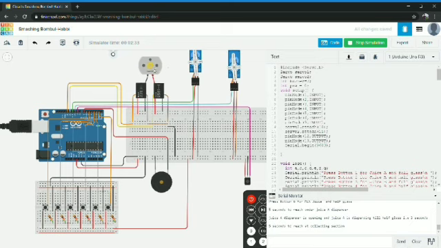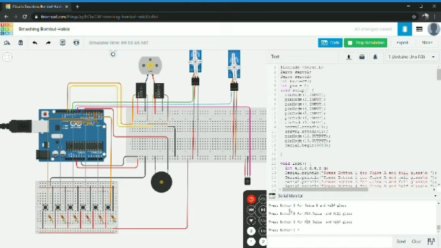Now again the DC motor will rotate in the opposite direction to take the glass back to the collection area, and here is the buzzer beep that the process is completed. Now it's again asking for the input.